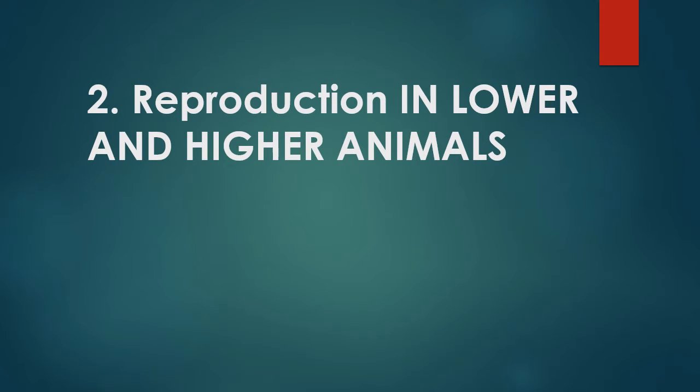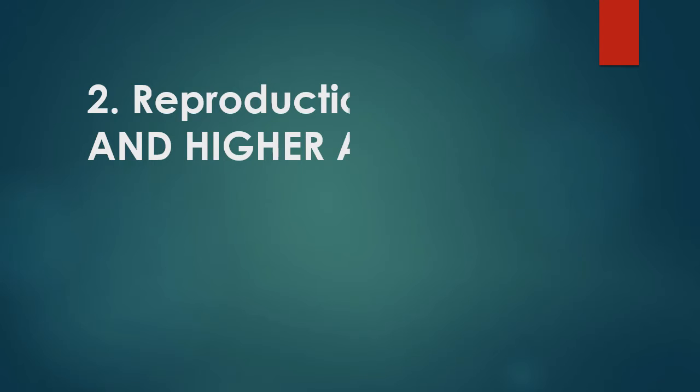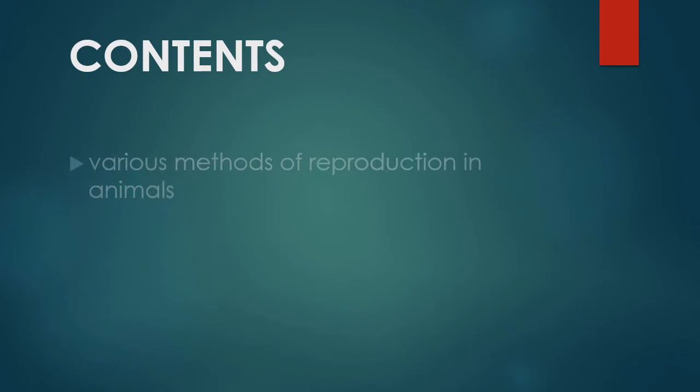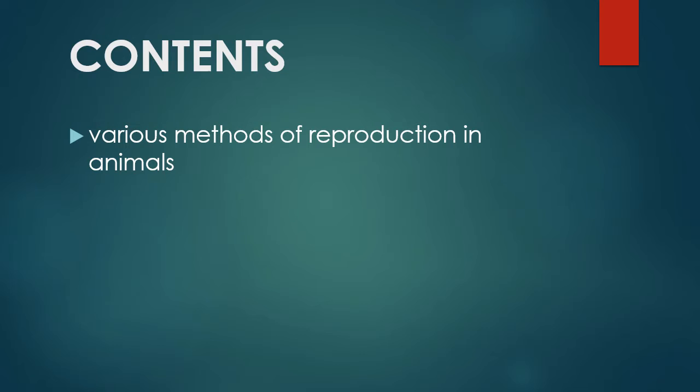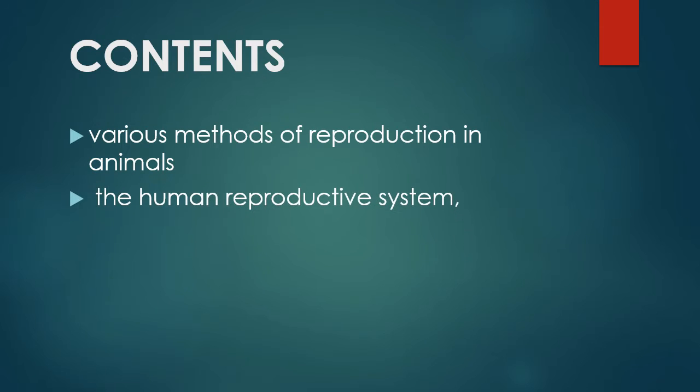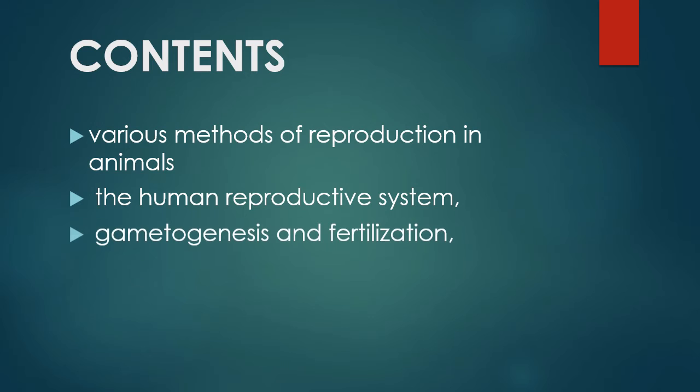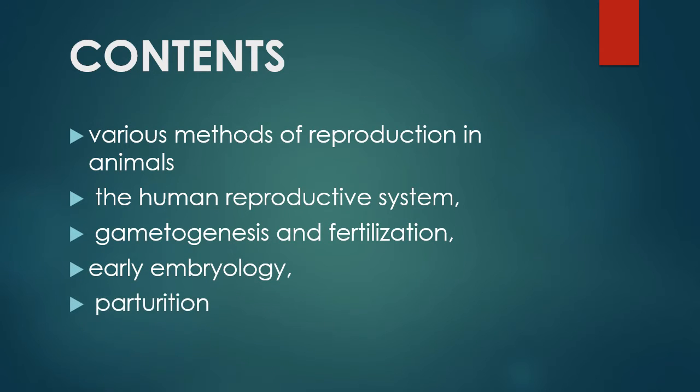The second chapter of Unit 1 is reproduction in lower and higher animals. Contents are various methods of reproduction in animals, the human reproductive system, gametogenesis and fertilization, early embryology, parturition, and reproductive health.